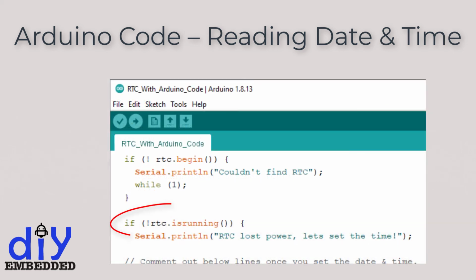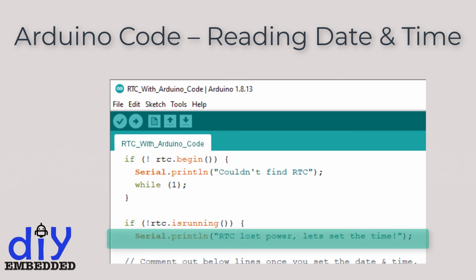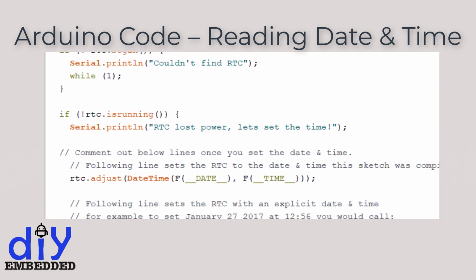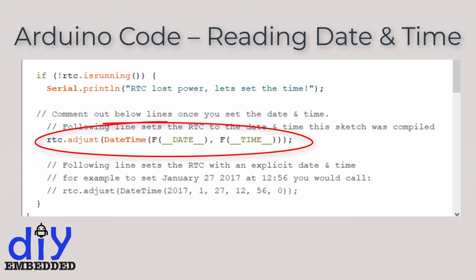The isrunning function reads the DS1307's internal I2C registers to check if the chip has lost track of time. If the function returns false, this means the RTC is not keeping time. We can then start the RTC by setting the date and time. To set the RTC time we have a function named adjust.